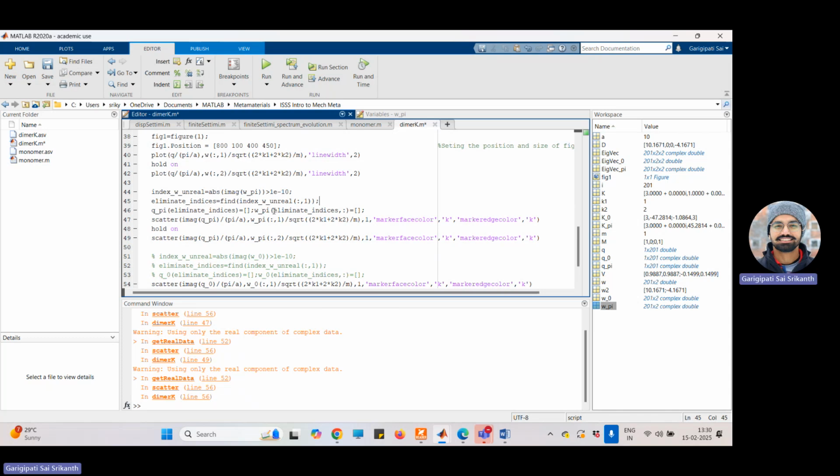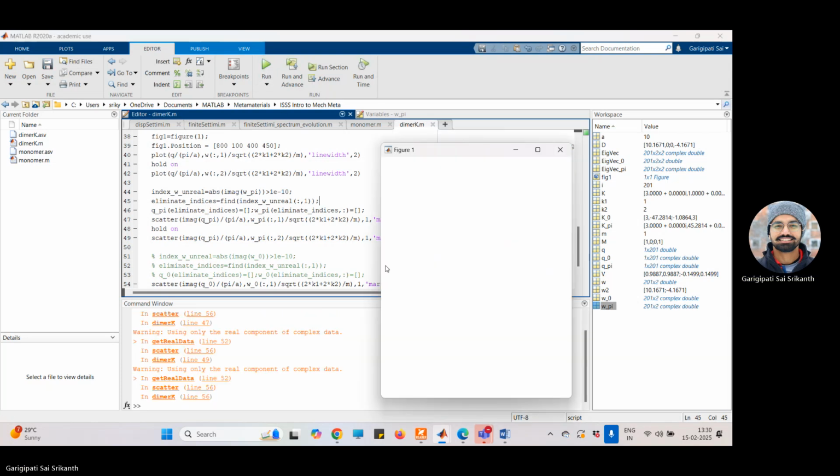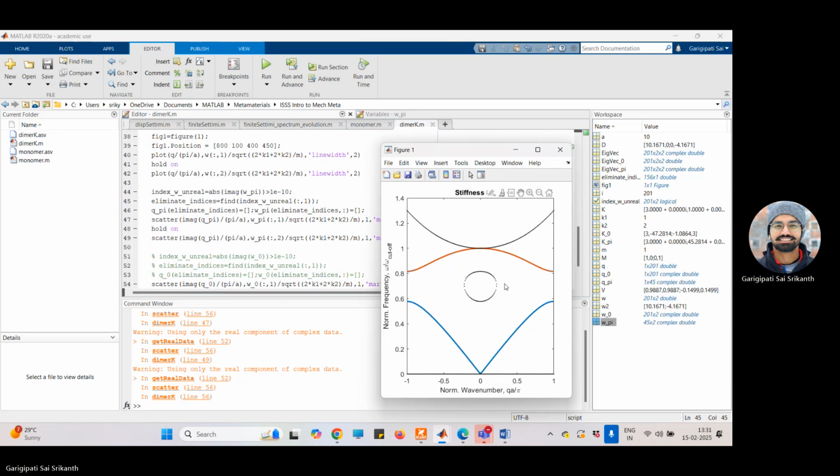And then we set those indices to be null. So we delete those values from both the Q and the omega. Because if you don't delete from the Q, then the size of omega and Q, the arrays, won't match. Then you cannot plot. So you have to delete the corresponding Q values as well. You do that, then you obtain this. See, these extra bands have been removed.